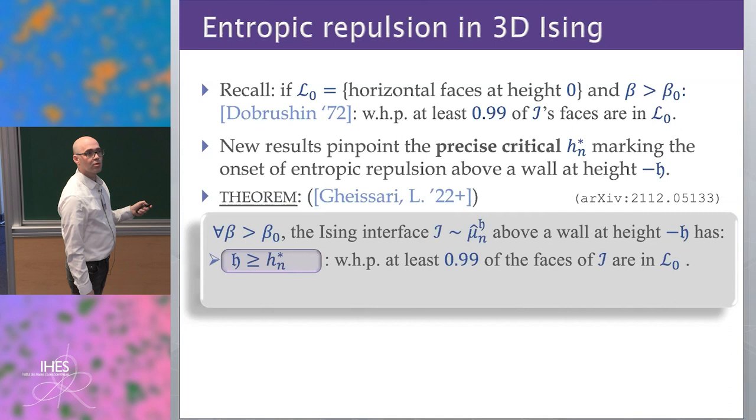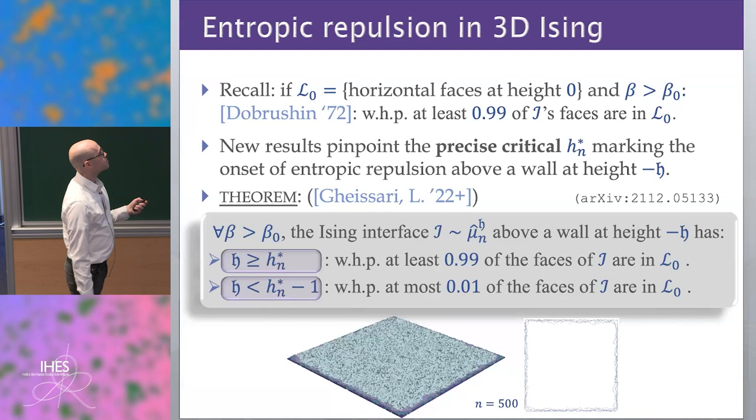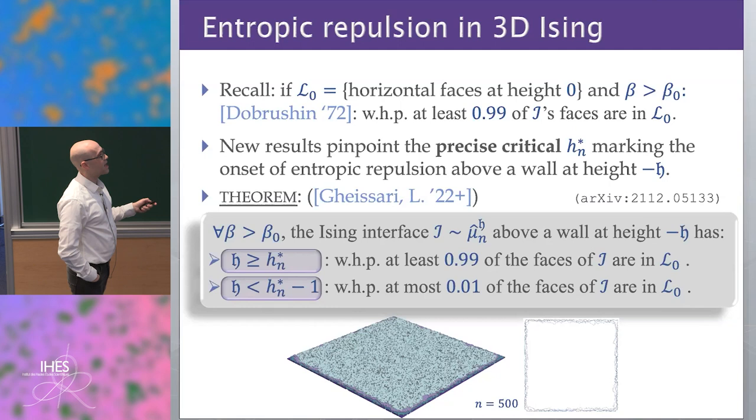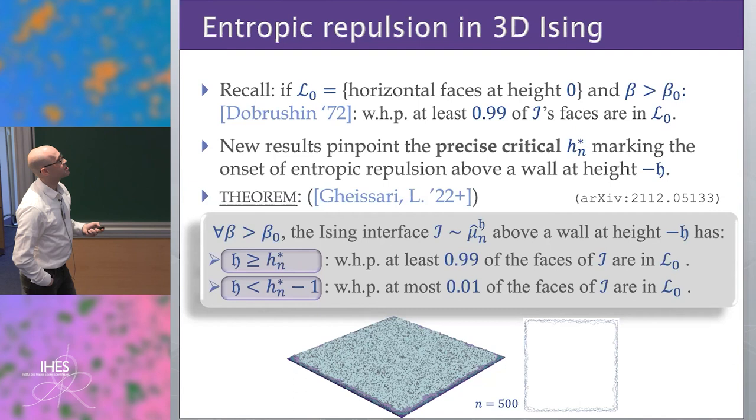That's in the box n by n, right? Yeah, box n by n. If you take the wall to be one integer above it, then you will feel the effect of the repulsion, in the sense that if you look at height zero, you have nothing there.